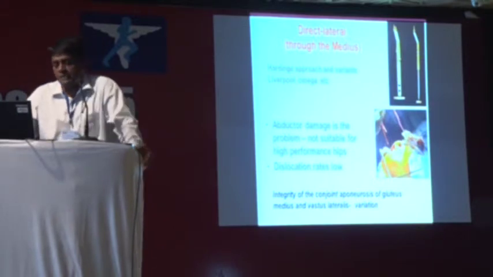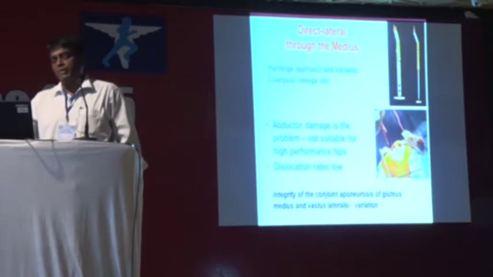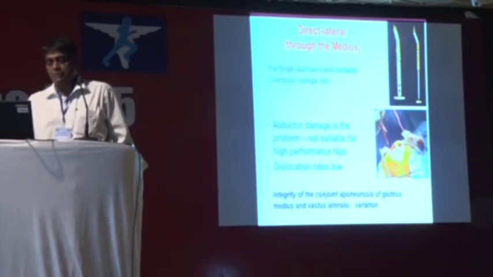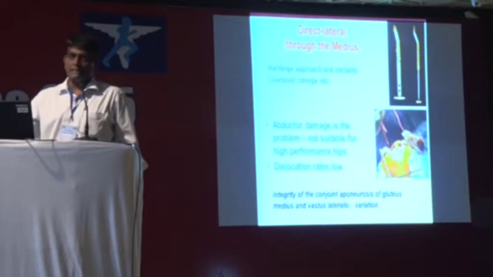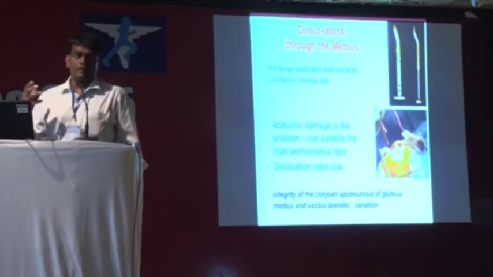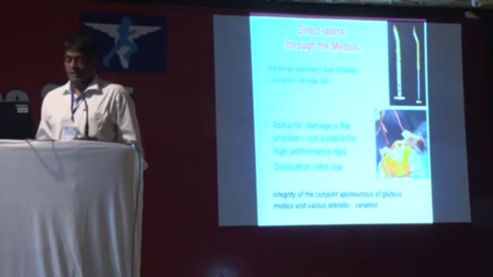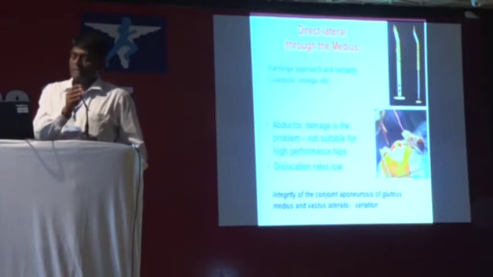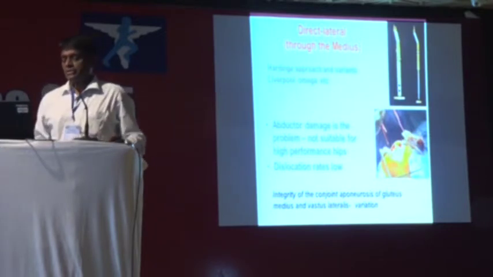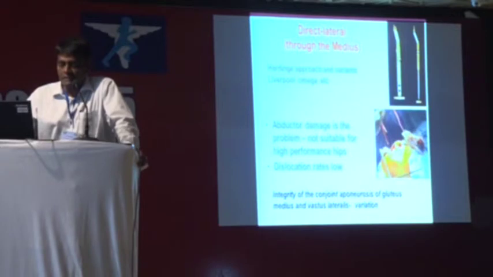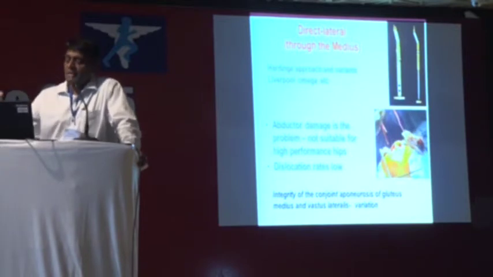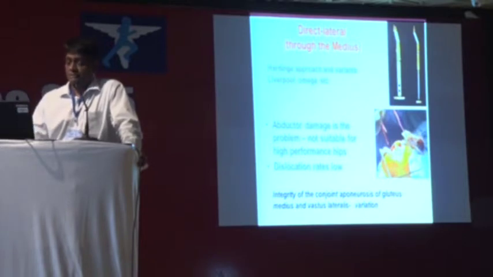Abductor damage is a potential problem. So when you want a high performance outcome, if the patient wants to do lots of things post-op, it may not be the best approach. But the dislocation rate is very low. So if you have an elderly patient and you're worried about dislocation, this may be an excellent approach. And there are other variants of this approach where you have a conjoined aponeurosis, where the gluteus medius and the vastus lateralis can be taken as one sleeve. There are again variations, but all of them are to be called the direct lateral approaches or variants.